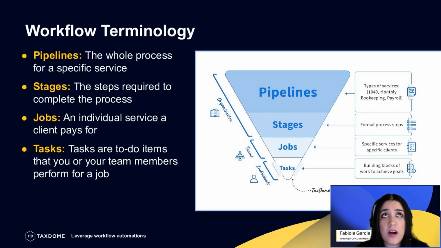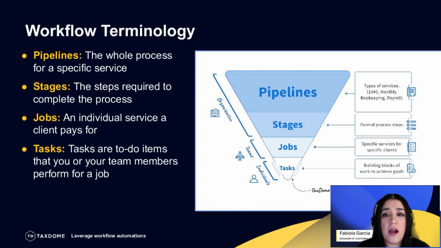Jobs really are something that you add manually. So if you have a client for whom you're doing an individual tax service, also known as a 1040, you will have to add that client as a job to a pipeline. So jobs are individual services. Individual services a client pays for, right? So if I'm doing bookkeeping, it's a bookkeeping job. If I'm doing payroll, it's a payrolling job. If I'm doing a tax return, it's a tax return job.